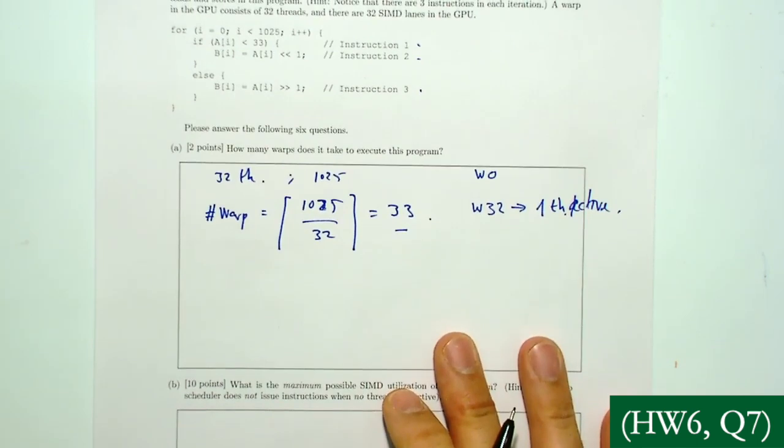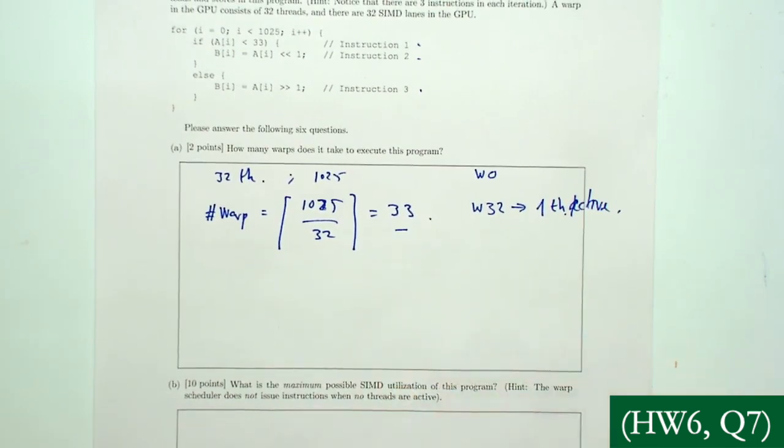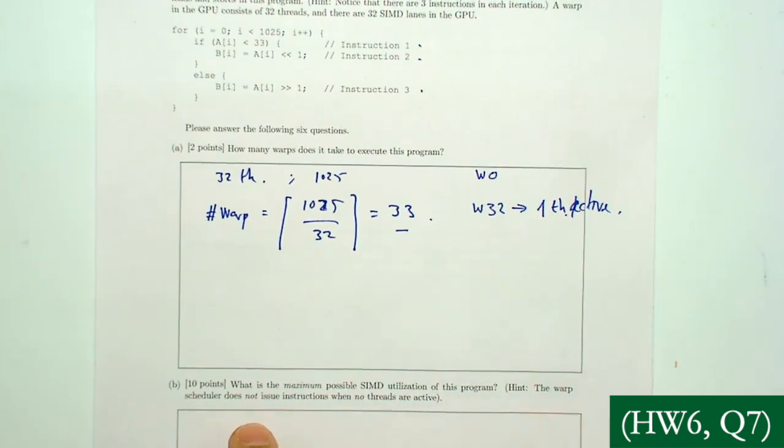For example, here in part B, it says, what's the maximum possible SIMD utilization of this program? Hint, the warp scheduler does not issue instructions when no threads are active. This is something that we discussed when we studied SIMD processors. We talk about, what was that?